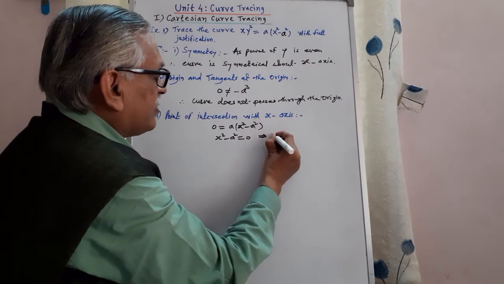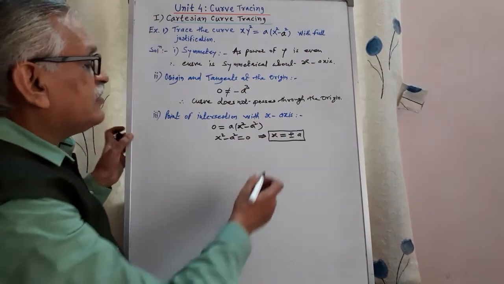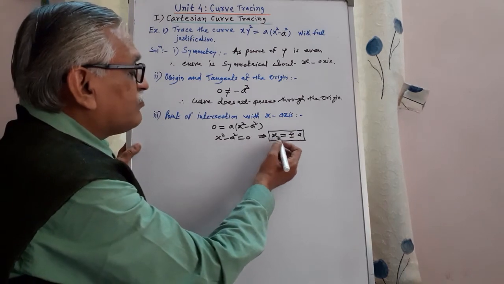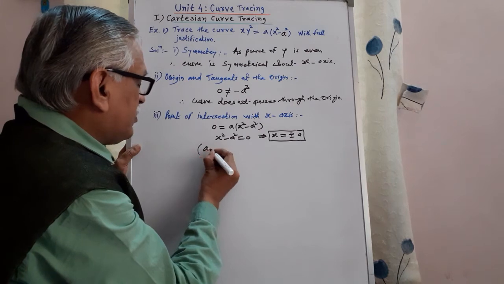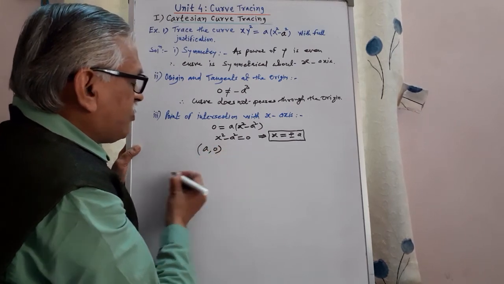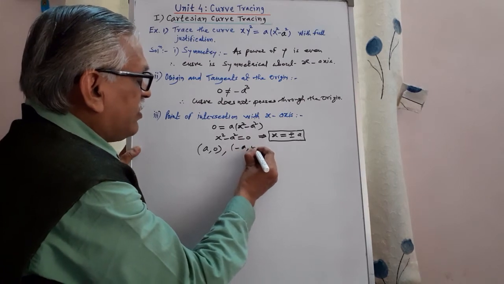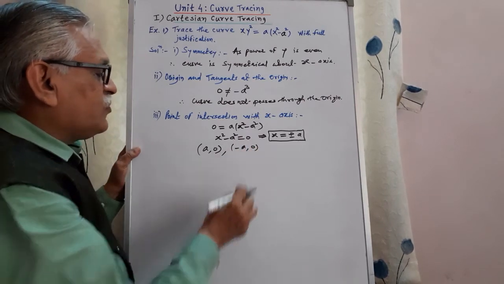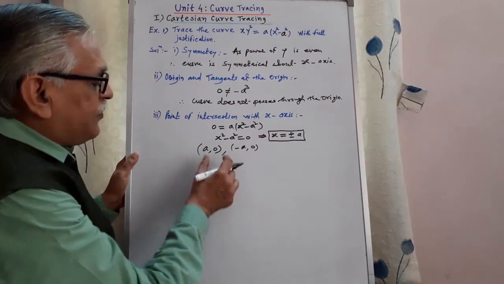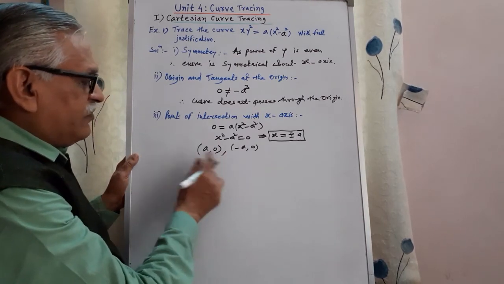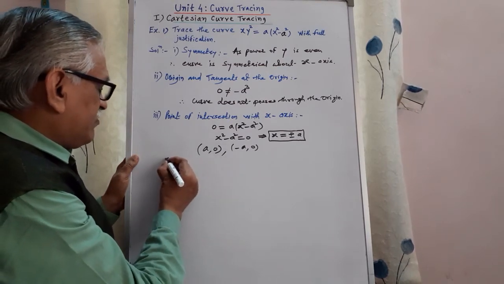It implies x is equals to plus minus a values of x. Therefore, points become x is a when y is 0, one point of intersection. Second point is x is minus a when y is 0. Therefore, these are the 2 points of intersection. And as we get a point of intersection other than origin, we have to shift the origin.